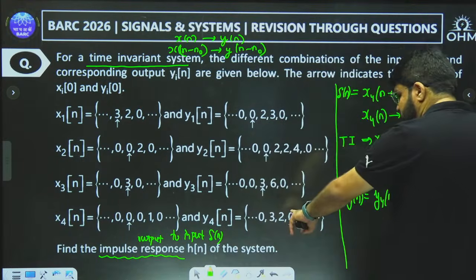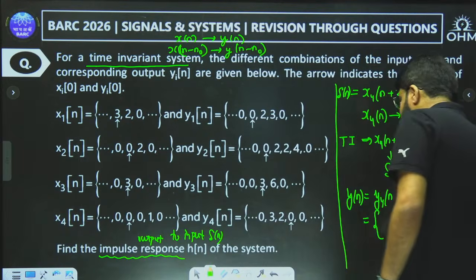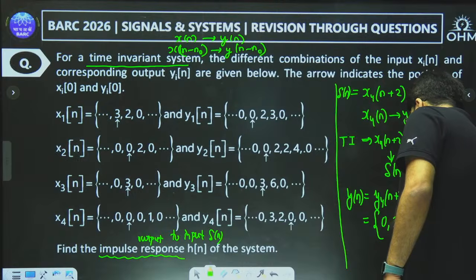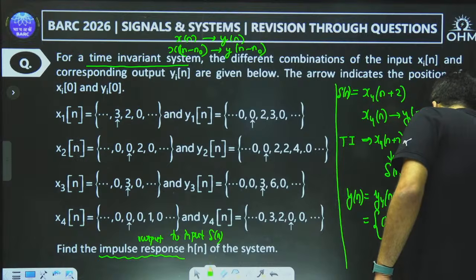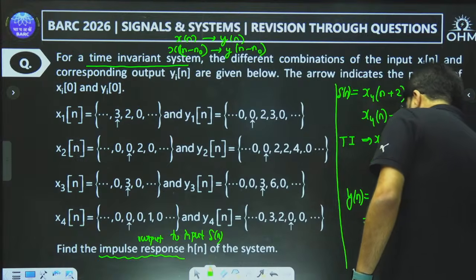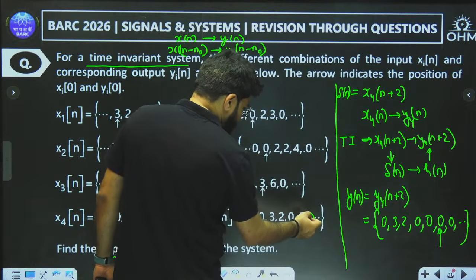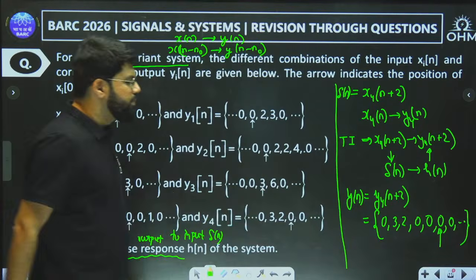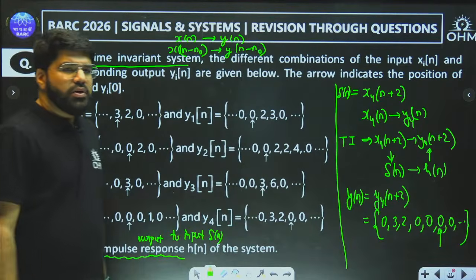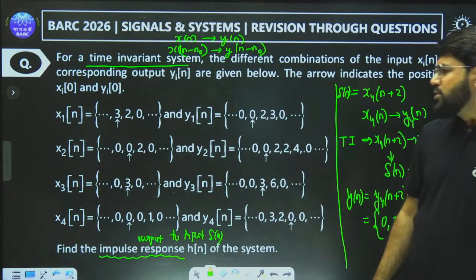Now when you left shift this signal by 2, so 0, 3, 2, 0, 0, 0. There will be one more 0. The arrow will come up there if you left shift the signal. 0, 0, 0, correct. This has to be the impulse response of the system. Concept wise, a good question.